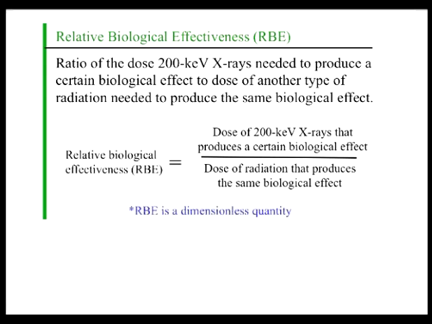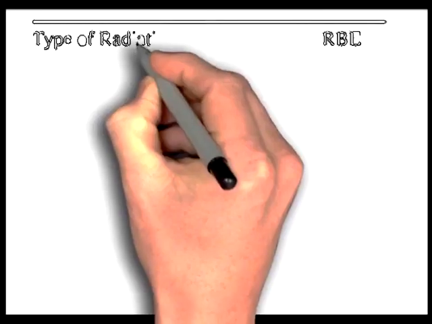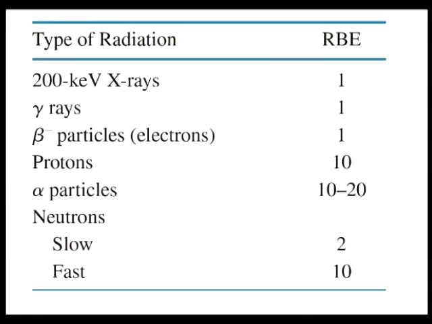RBE is a dimensionless quantity, just a number. The RBE depends on the nature of the ionizing radiation and its energy, as well as on the type of tissue being irradiated. Here we list some typical RBE values for different kinds of radiation, assuming that an average biological tissue is being irradiated. First, notice that an RBE value of 1 for gamma rays and beta minus particles indicates that they produce the same biological damage as do 200 kilovolt X-rays. Alpha particles have the largest RBE value at 10 to 20, and therefore do the greatest damage to biological tissue for a given dose. Next are protons and fast neutrons with RBE values of 10.